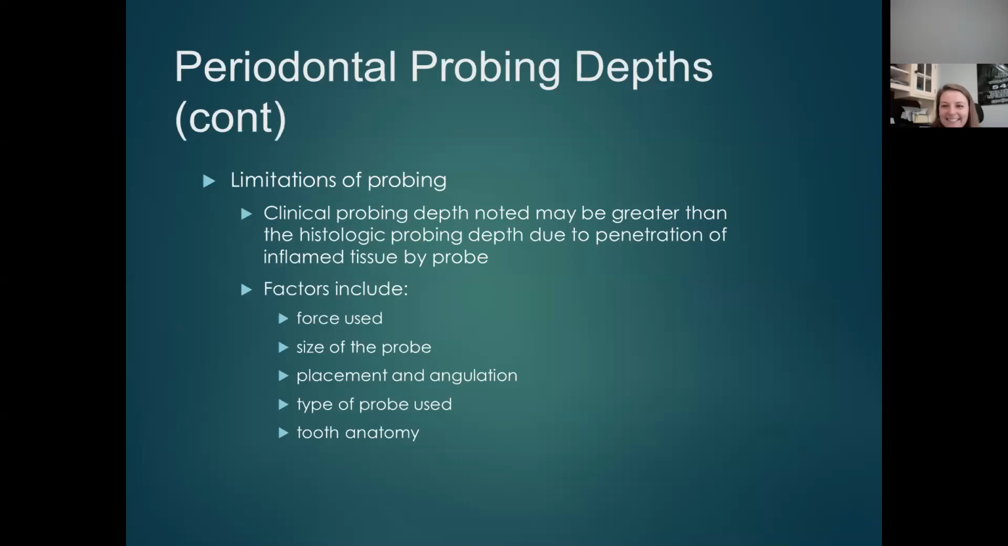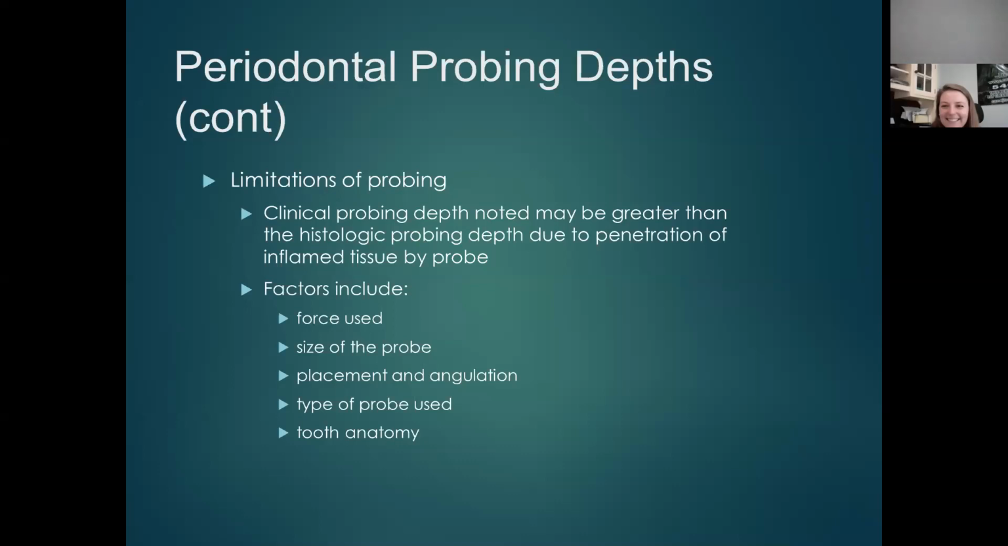Clinical probing depth can be noted and may be greater than the histological probing depth due to the penetration of the inflamed tissue. If you've got edema, swelling, the tissues are inflamed, you are going to have more of a buoyancy at the base of the gingival sulcus or pocket. So depending on what pressure you've got can determine plus or minus that 1 millimeter that we give each other.